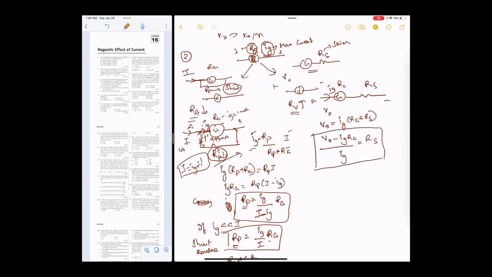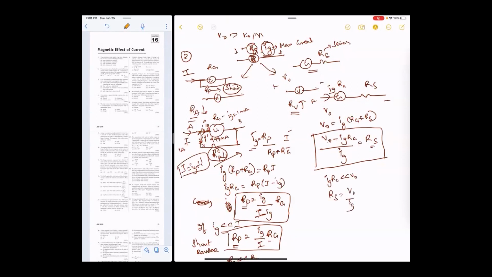So the series resistance is equal to how much? V naught minus... again, resistance is V by I. V is equal to IR, no? So resistance is V by I. But what is the voltage? V minus IR, that is IG into RG. But generally, IG RG is much smaller than V naught. So R in this is nothing but V naught by IG.